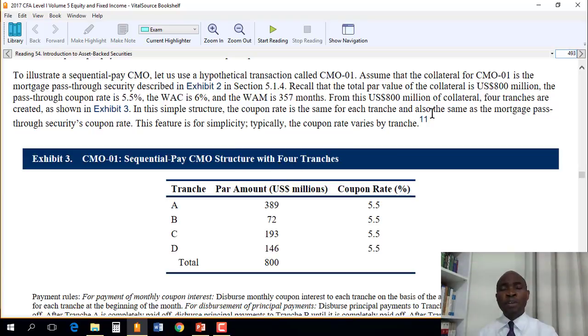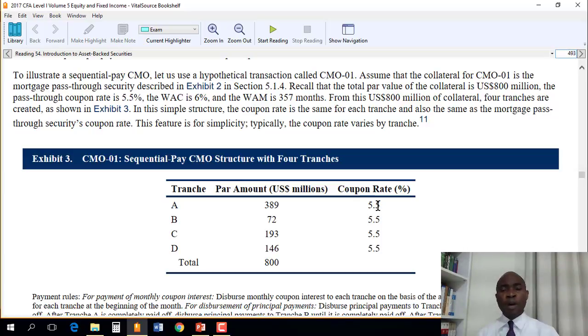Now from this 800 million of collateral, 4 tranches are created as shown in Exhibit 3. In this simple structure, the coupon rate is the same for each tranche and also the same as the mortgage pass-through security's coupon rate. Ideally, the coupon rate here should be lower, it should be less than what you are getting from the mortgage pass-through, which is the collateral.